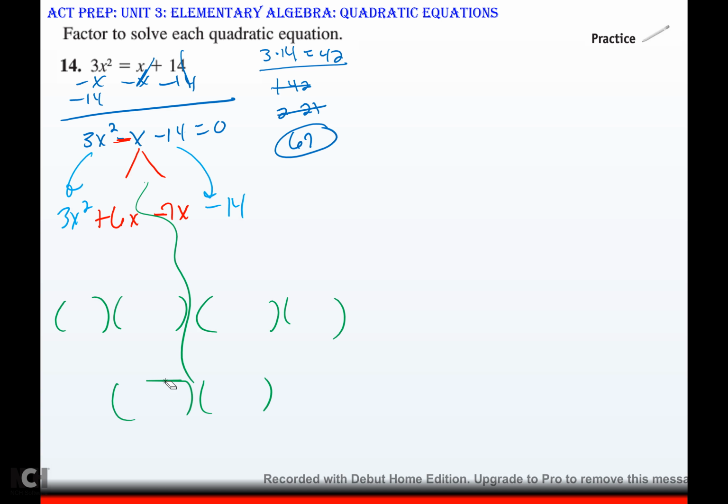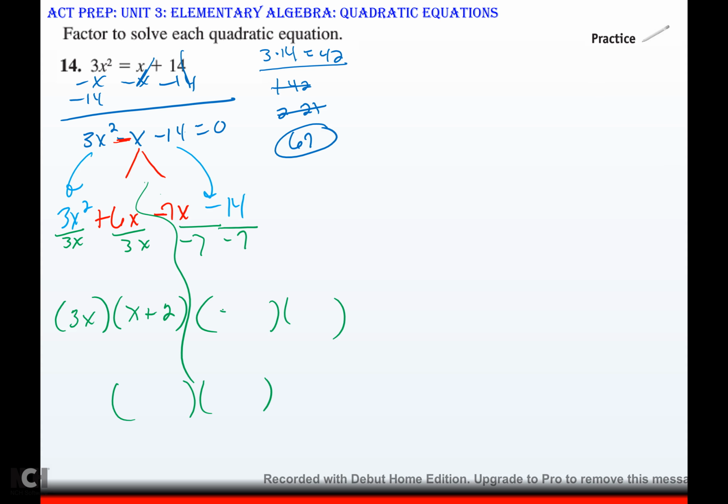GCF again. Woo! Alright, so over here on this side, it looks like a 3 and an x are the greatest. So divide by 3x, divide by 3x. I end up with x plus 2. On the other side, I want to go with a negative because the first guy is negative. And 7 goes into both, so I'm going to use 7.